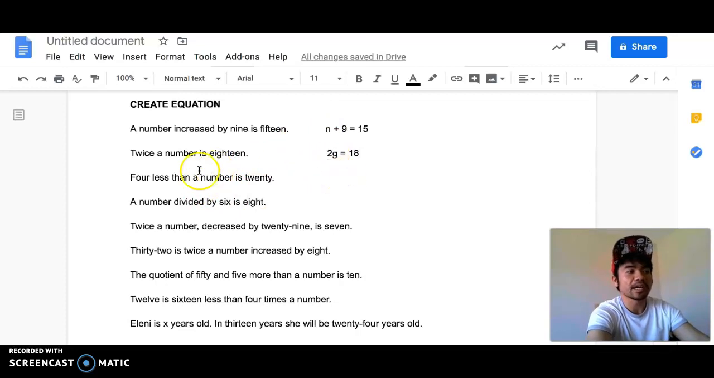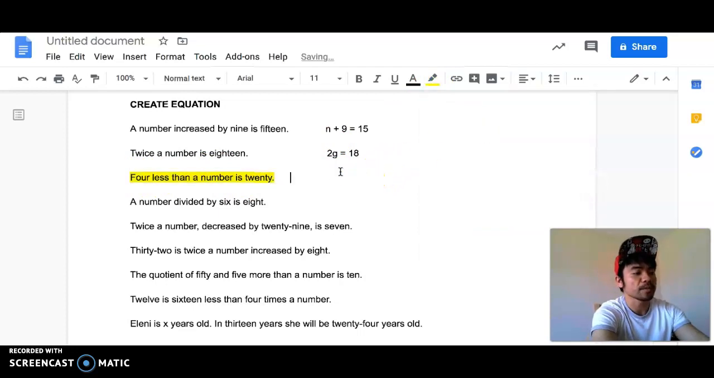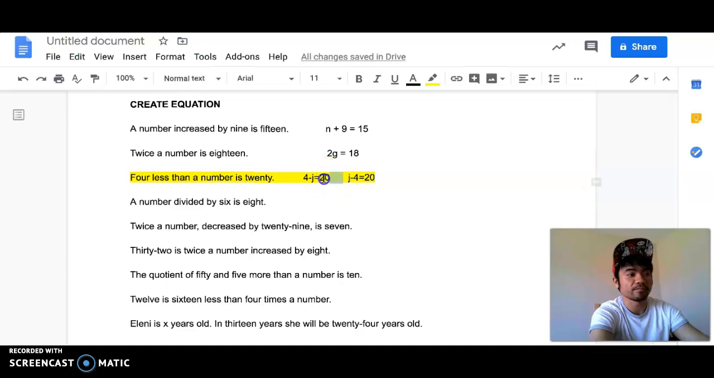4 less than a number is 20. I'm going to highlight this one because is it going to be 4 minus j equals 20? Or is it going to be j minus 4 equals 20? Well, we just talked about it earlier. It's actually j minus 4 equals 20. 4 less than a number.